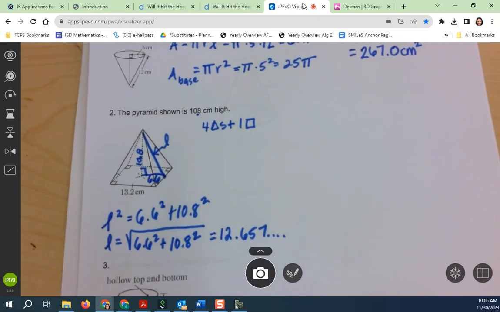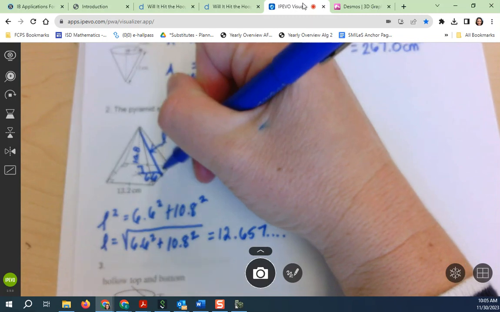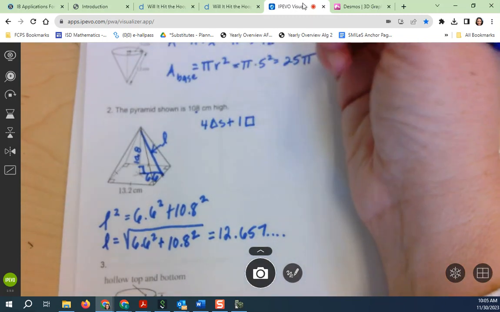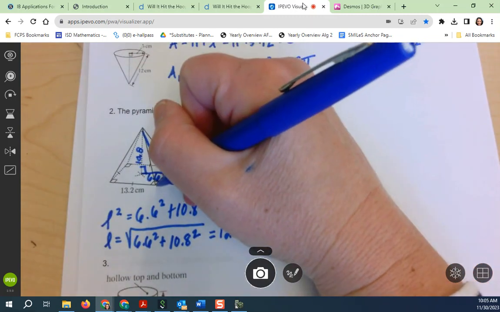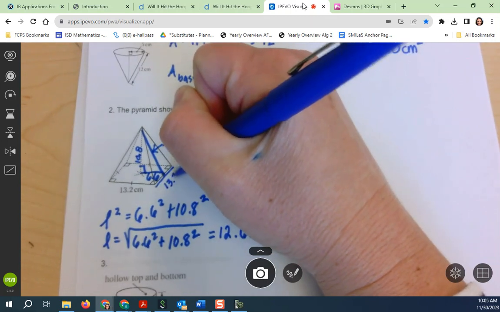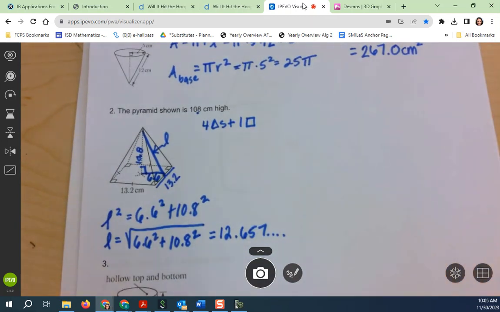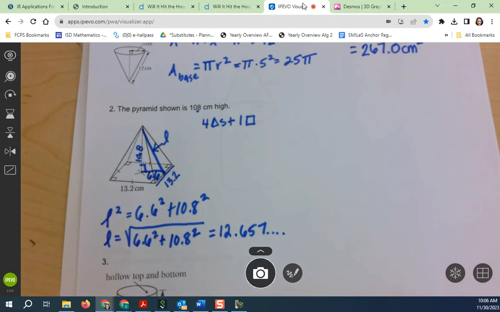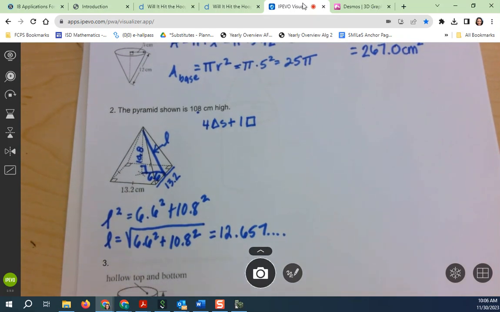All right, so now that we know that the slant height is 12.657 and more digits after that, and then we also know that the base of the triangle is 13.2, you should be able to calculate the area of the triangles and the areas of the squares. So go ahead and do that. I'm just going to catch up to you guys with some calculator work that you've already done.